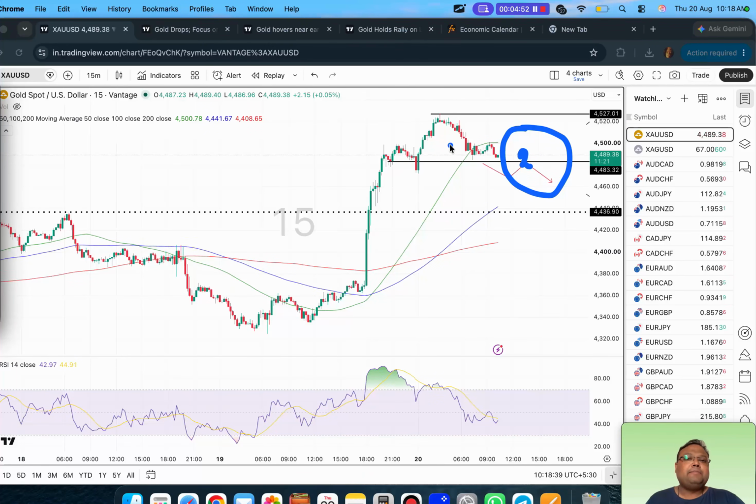But in comparison to the other opportunities, this is a little bit on the riskier side. थोड़ा risky है क्योंकि यहाँ पे हम trend के against जा रहे हैं, because we are going against the trend of the market.